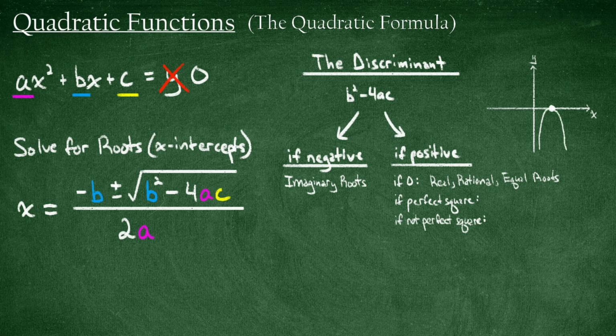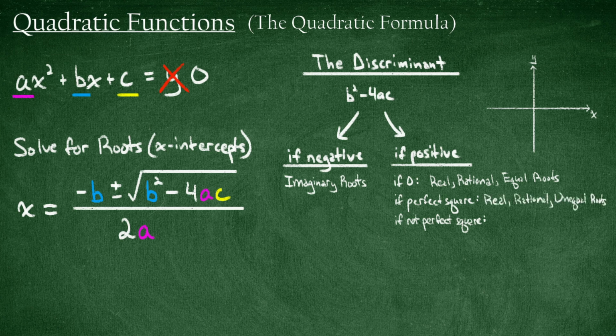Either way, if it's 0, I'm not adding or subtracting anything, right? I am just staying right where I'm at, and that counts for two roots, and we call that a double root. Sometimes you might see double root. Other times you might see that it is a root with a multiplicity of 2. Sometimes you'll see that as well. Okay? All right, so what if the discriminant is a perfect square?